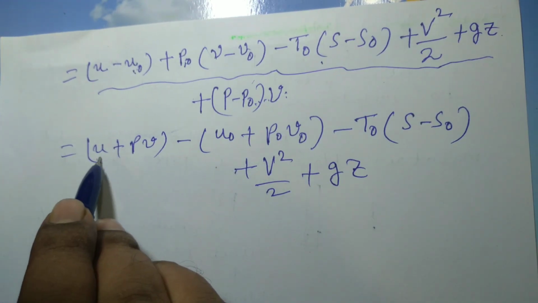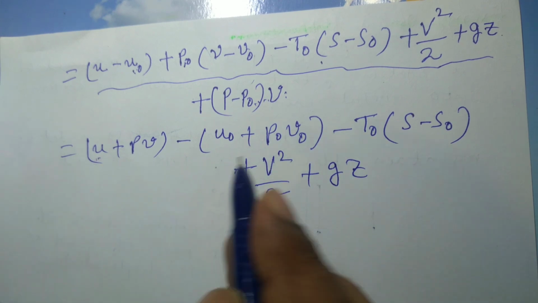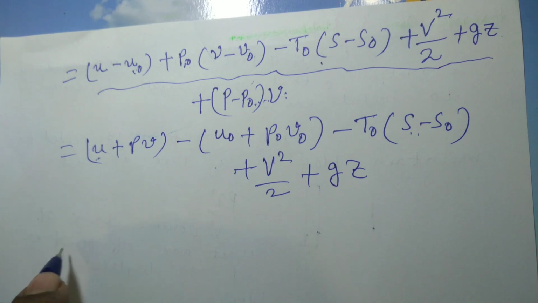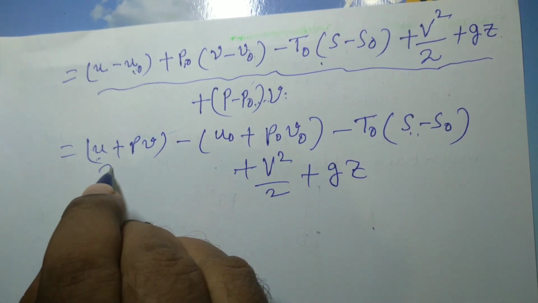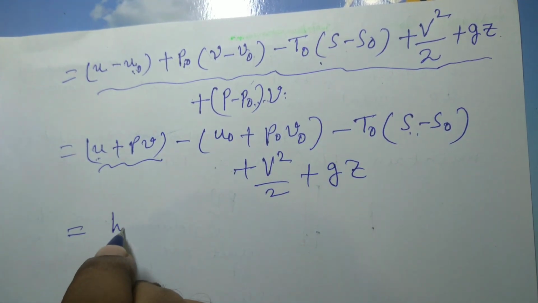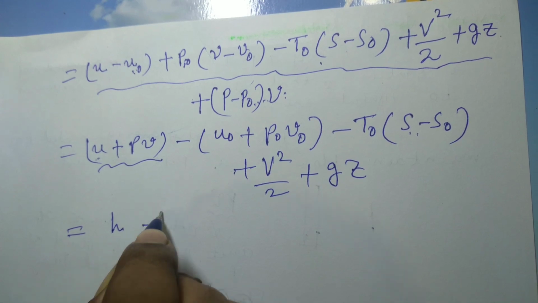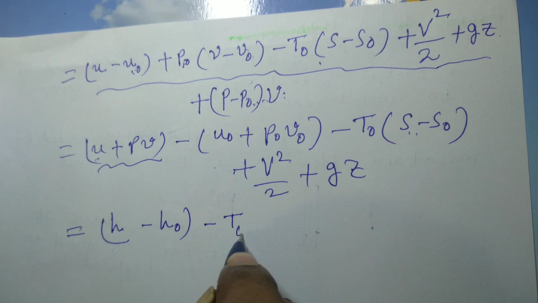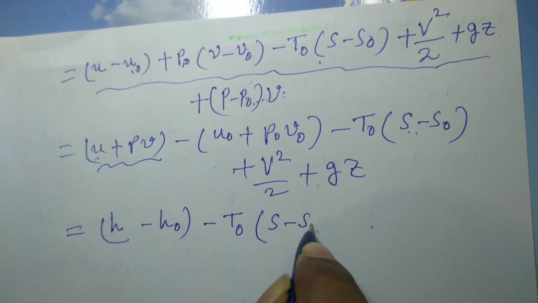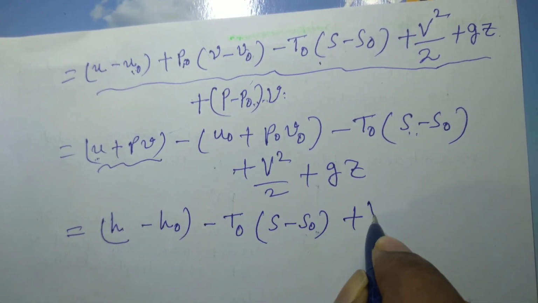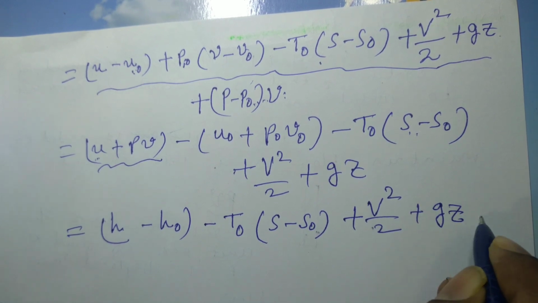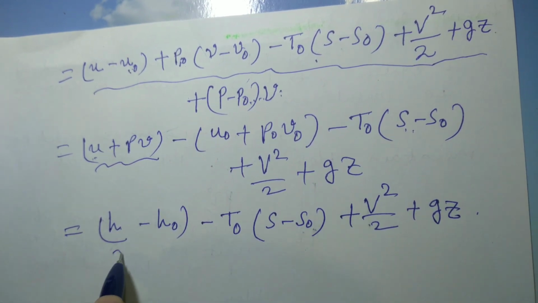Small u is specific energy, internal energy. So this is also specific entropy. So this becomes, u plus Pv is nothing but h, specific enthalpy, h minus h0 minus T0 multiplied by s minus s0 plus V square by 2 plus gz. So this is the exergy.